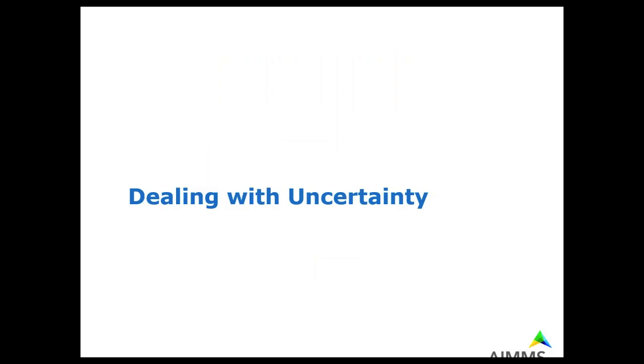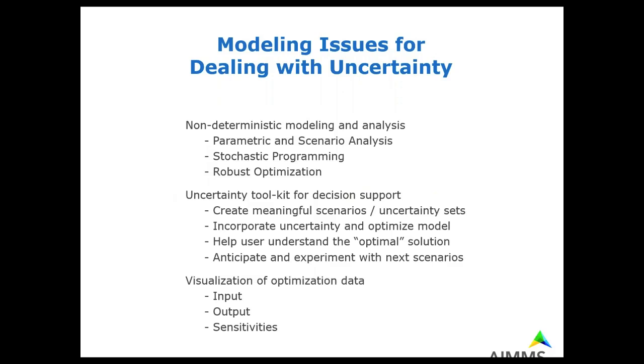When it comes to dealing with uncertainty, of course, we can use scenario analysis, or we can use techniques like stochastic programming or robust optimization. I think in the end, the goal is to create some kind of uncertainty toolkit for decision support, which means having enough means at our hand in order to create meaningful scenarios, or maybe different uncertainty sets, being able to incorporate this uncertainty into the model and then optimize. But of course, also help the user understand the optimal solution in this case. What is the meaning of the solution in the end for the actual application? And also being able to anticipate and maybe to experiment with next scenarios.